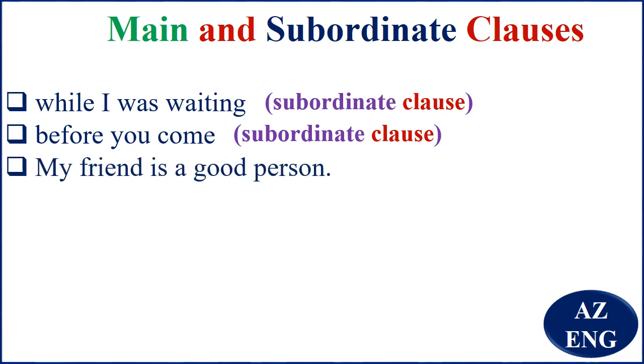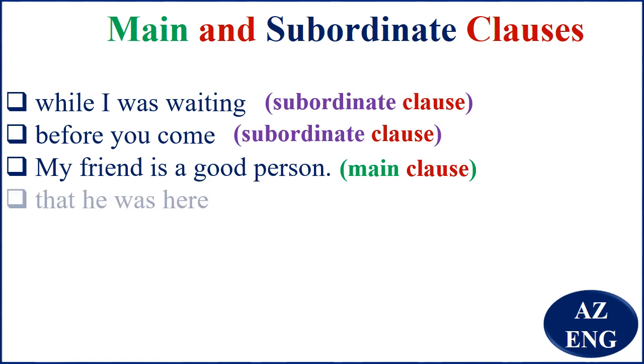My friend is a good person. You see, this is a clause, and this is complete. I mean, you have been told about my friend, for example. So this one is a sentence because everything you need is there. So this one is a main clause. We say it is an independent clause, and you remember an independent clause can stand alone as a sentence.